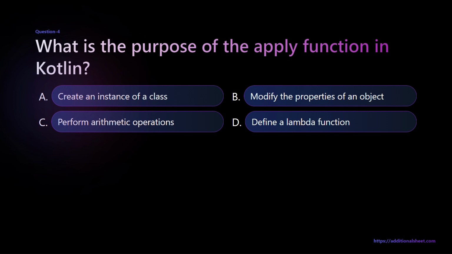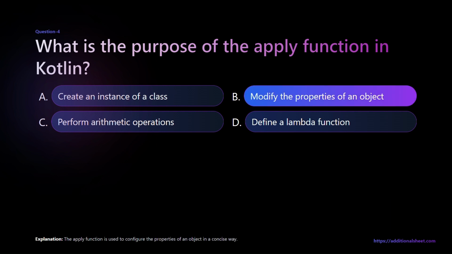What is the purpose of the apply function in Kotlin? Option A, create an instance of a class. Option B, modify the properties of an object. Option C, perform arithmetic operations. Option D, define a lambda function. The correct answer is Option B, modify the properties of an object.